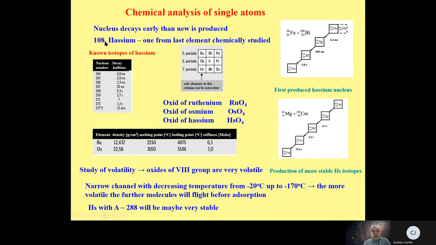This is element 108, and this is named hassium. I told you that it is named after the region Hessen, where this laboratory is, and this is one of the last elements which it is possible to study chemically, but now there are studies only up to 114. This hassium is in the seventh period, as I said, now we have even the end of this seventh period, and it is in the same place as osmium.